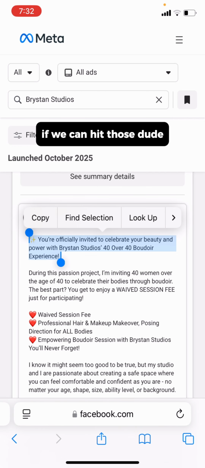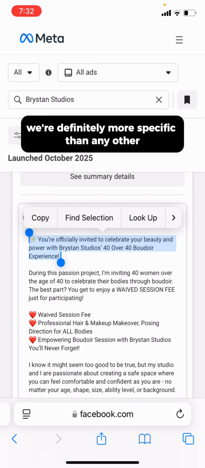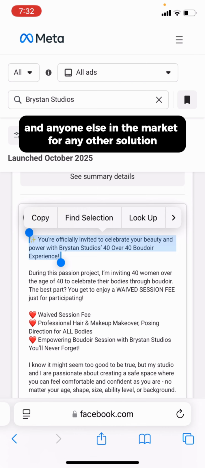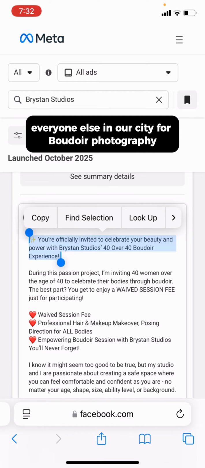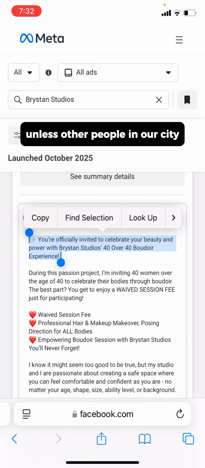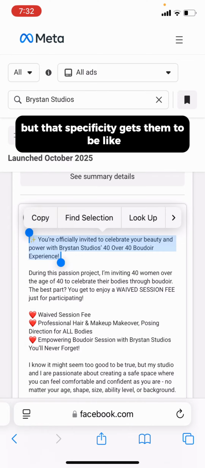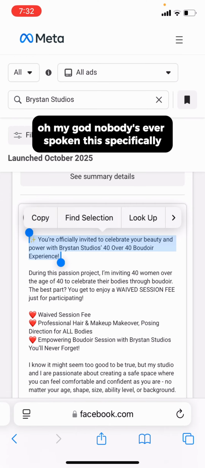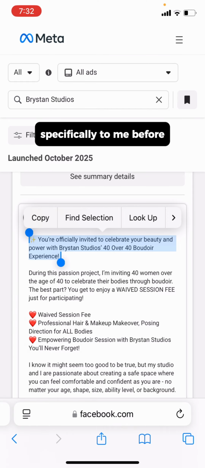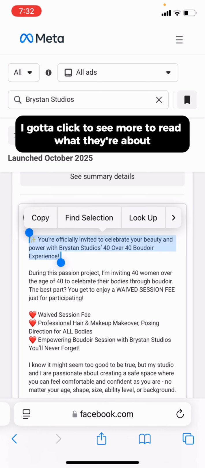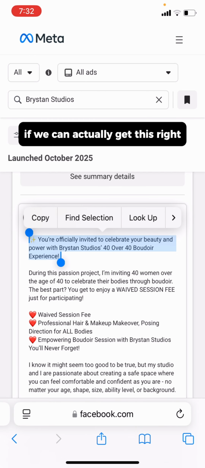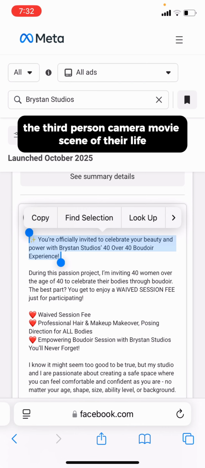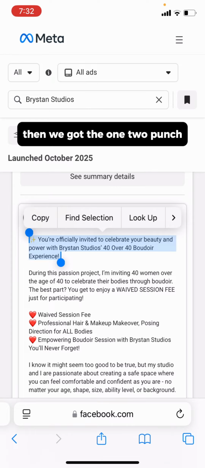If we can hit those, dude, we're definitely more specific than anyone else in the market for any other solution, and most likely everyone else in our city for boudoir photography, unless other peeps in our city have been working with me already. But that specificity gets them to be like, oh my God, nobody's ever spoken this specifically to me before. I gotta click the See More to read what they're about. So that's punch 1. We got our punch 1 in there. And then the story/narrative, if we can actually get this right, the third-person camera movie scene of their life, then we got the 1-2 punch. When we have the 1-2 punch, we become a market of one.